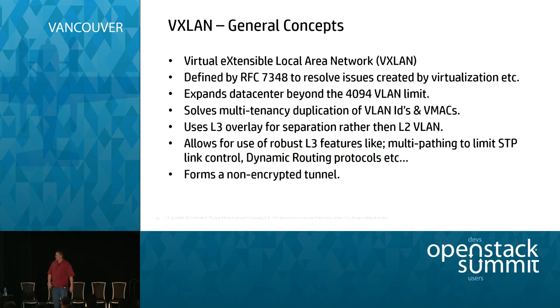Solves the multi-tenancy duplication of VLAN IDs and MACs because it creates isolation. Provides a layer 3 overlay for separation rather than a layer 2 VLAN. So think like VLAN, except layer 3, right? It allows for all the goodies that have been developed along the way for layer 3 multipathing, all that good stuff we talked about. That's all available. And it also forms, like GRE, a non-encrypted tunnel, okay? All in the clear, just in a tunnel.